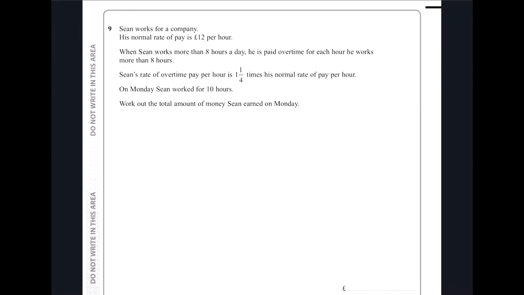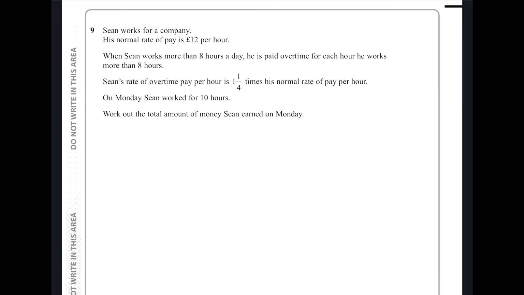Okay, another problem solving one. So Sean works for a company. His normal rate of pay is £12 per hour. When he works more than 8 hours, he's paid overtime for every hour that he works more. His rate of overtime pay is 1 1/4 times his normal rate of pay for 1 hour. And he works for 10 hours on Monday. Work out the total amount that he earns.